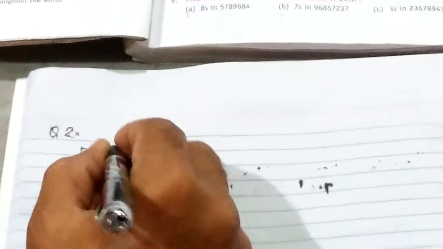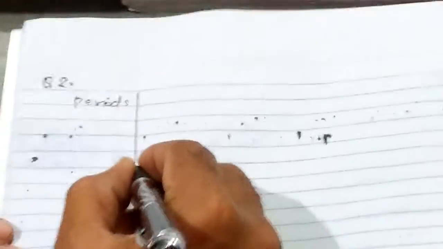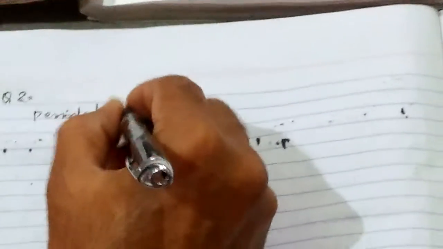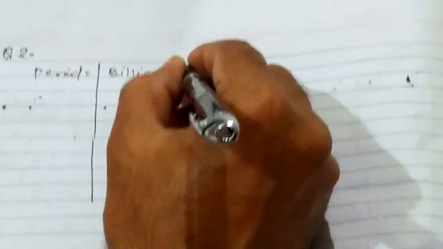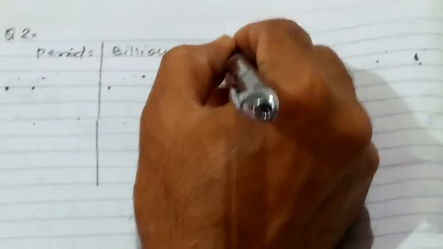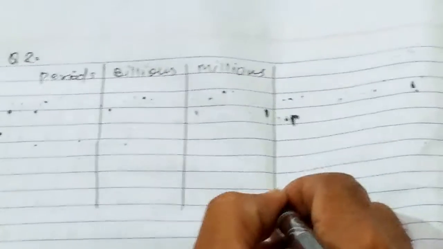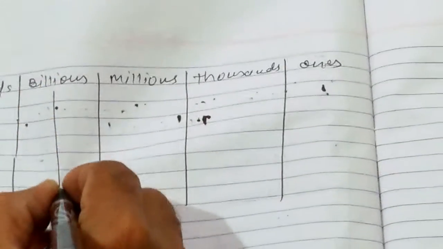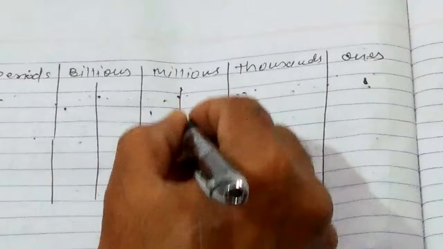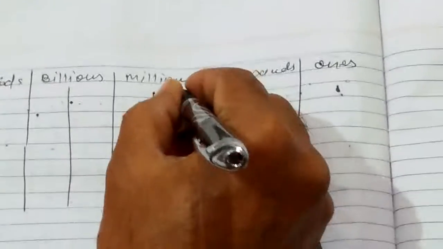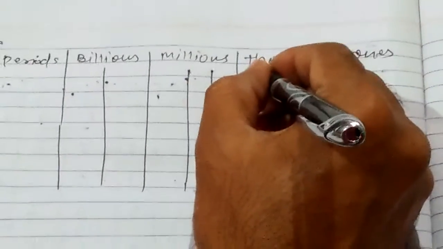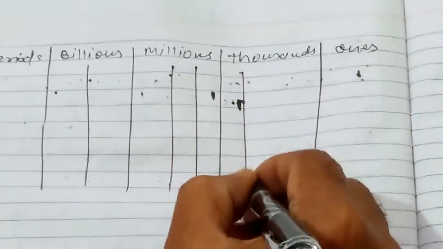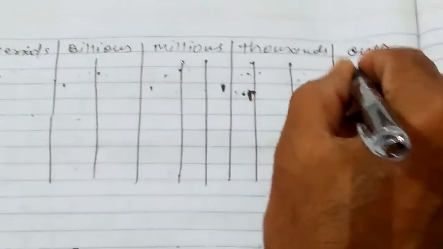first we write here periods. After writing periods, billions. After billions, millions. After millions, thousands. After thousand, it will be ones. Billions has 2 parts, millions have also 2, not 3, and thousands it will be 3, and ones also it will be 3.